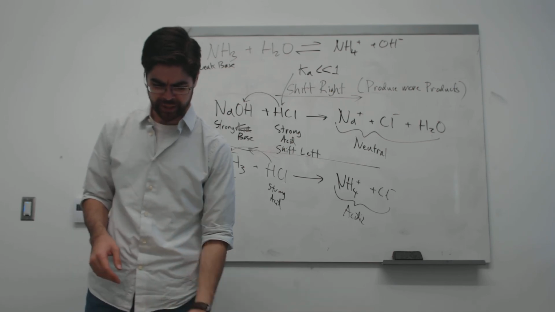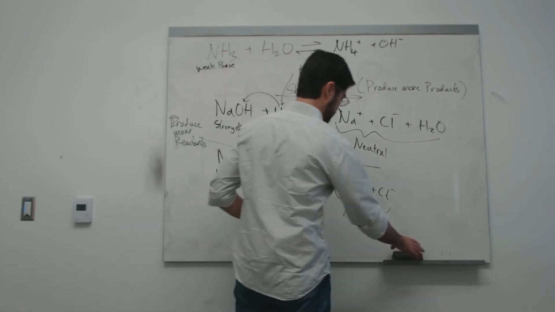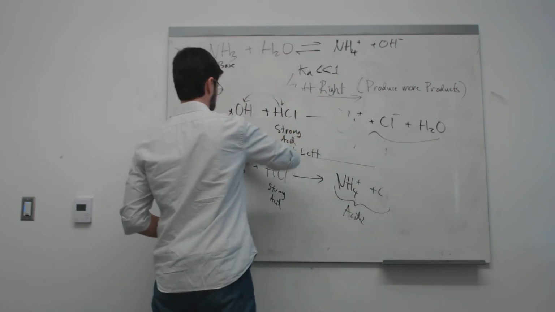What's the difference between K, Kw, Ka, Kb, all these equilibrium constants? So let me just write those out.